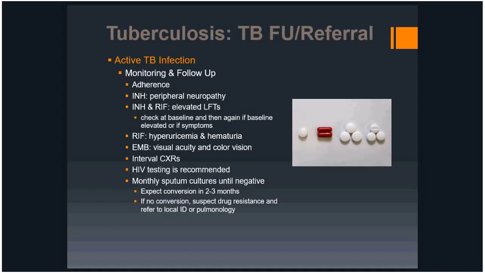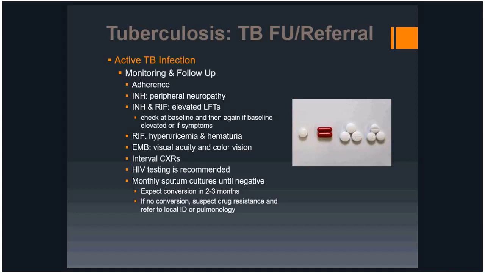Again, same thing: INH, peripheral neuropathy. INH and rifampin, you're worried about elevated LFTs, checking at baseline, and again, if the patient is symptomatic. Rifampin, hyperuricemia and hematuria. With ethambutol, visual acuity and color vision. Patients with active TB disease have interval chest x-rays. I do not recall specifically if it is every month or so; however, that is determined by the specialist, how often those chest x-rays occur.